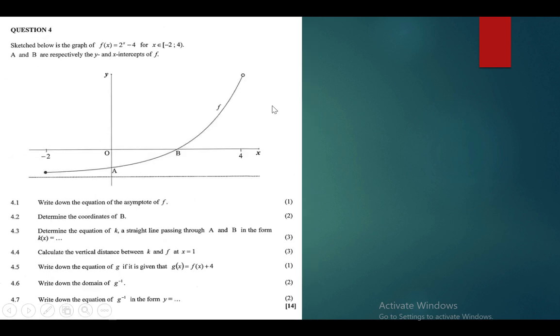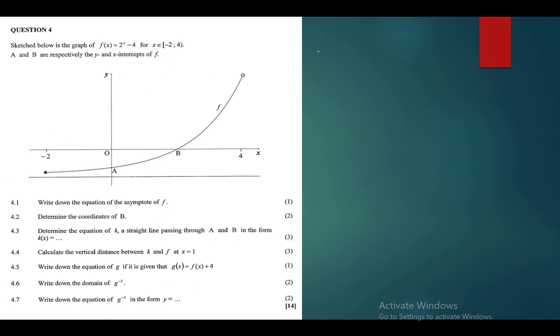It's question 4. Sketched below is the graph of f of x equals 2 to the exponent x minus 4, for x being an element of -2 up to x being 4, whereby 4 is excluded. A and B are respectively the y and the x intercept of f. The first question says: write down the equation of the asymptote of f.